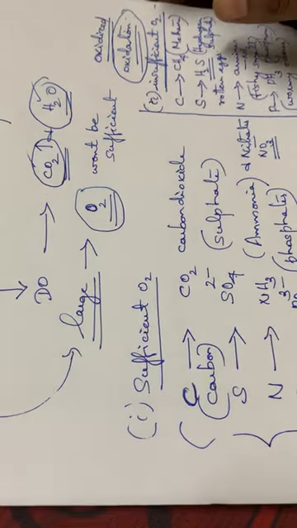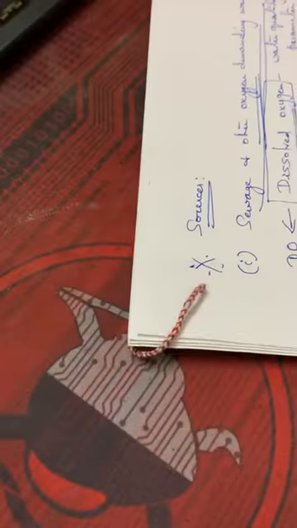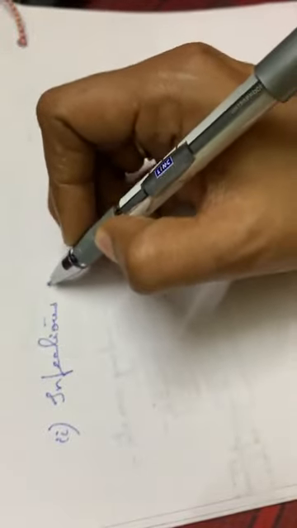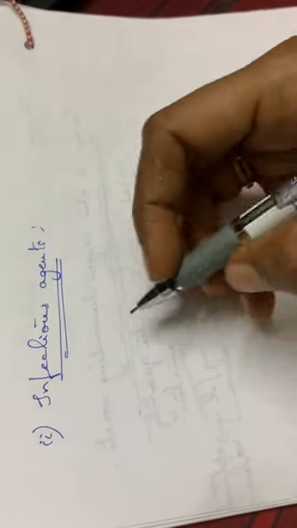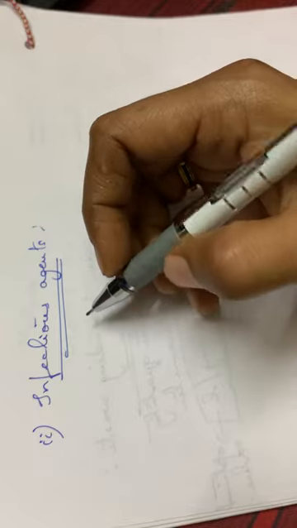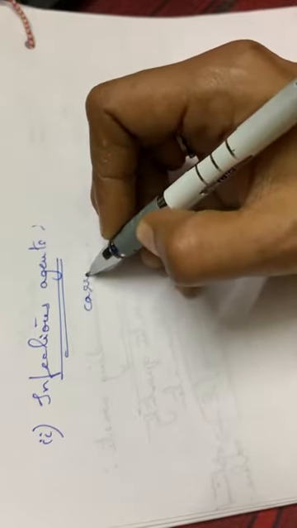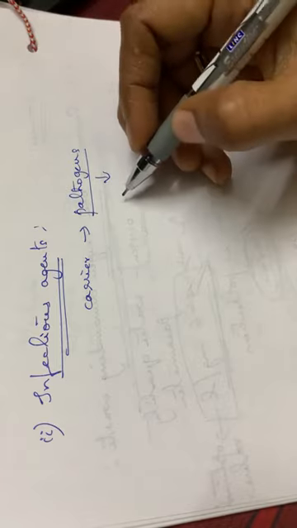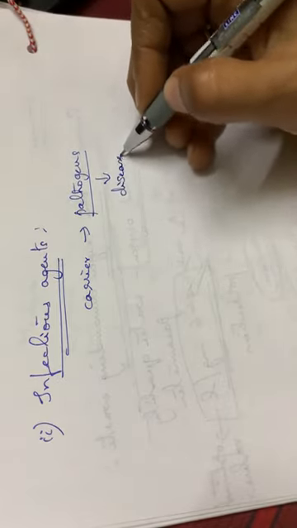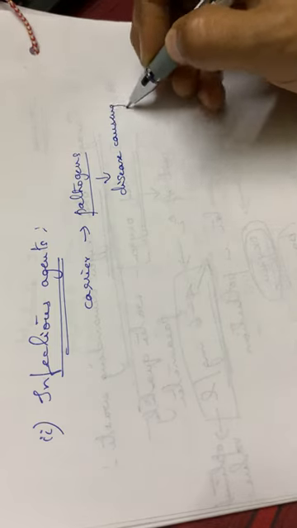Then the second source of water pollution, that is the infectious agents present in the water bodies. Infectious agents. See here, usually this water sometimes becomes a carrier. It will be acting as a carrier for the pathogens. What do you mean by pathogens? Pathogens are called the disease causing microorganisms.